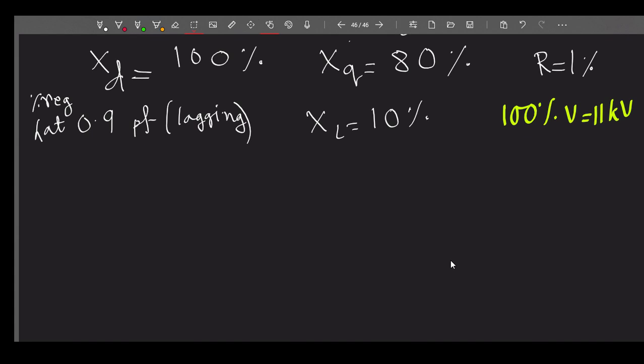So here, what we need to find out is the regulation at full load, 0.9 power factor lagging, with all these details given. So first, how should we start? We should start by finding E. See how this will help us greatly. So E will be how much?